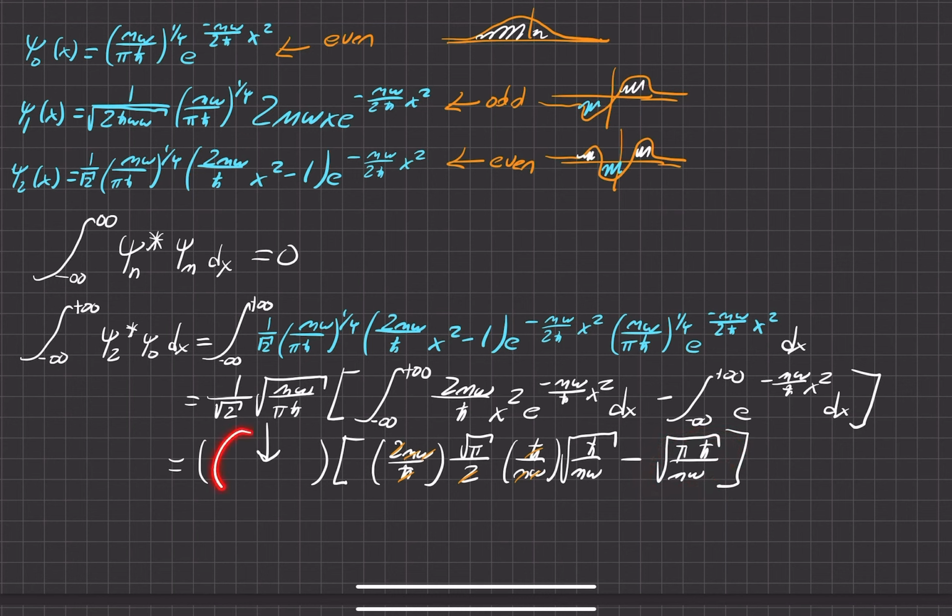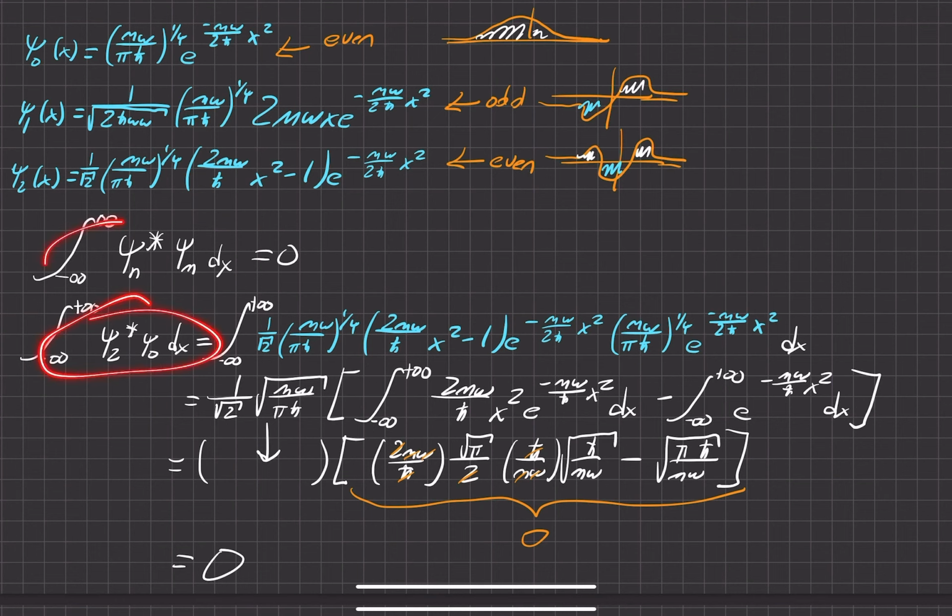It doesn't matter what the constants out front are, because everything inside here just goes to 0, and that makes the entire term end up being 0. Exactly what we thought. So the orthonormality actually checks out for all of them. It turns out the theory's right: the simple harmonic oscillator and the ladder operators work out as expected.